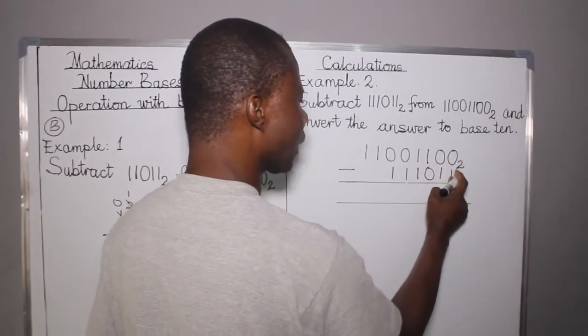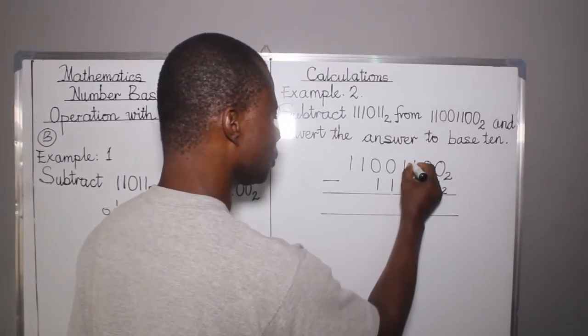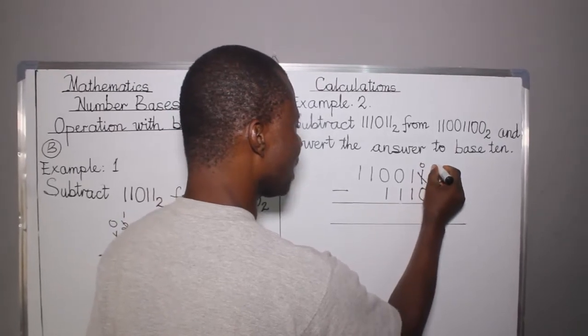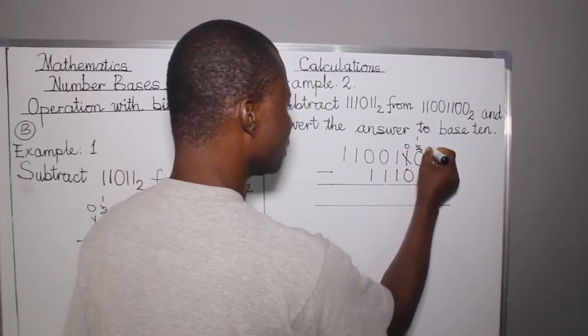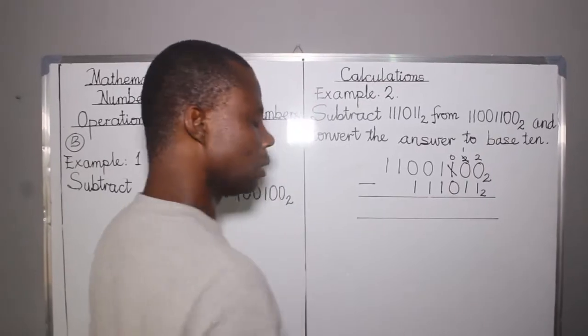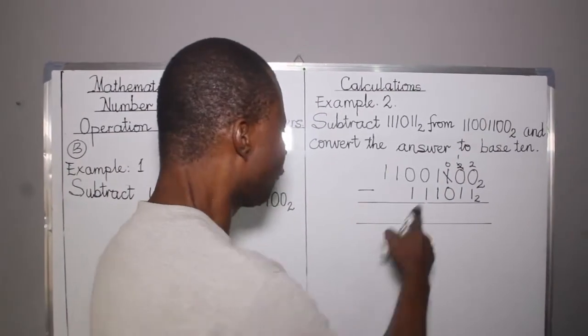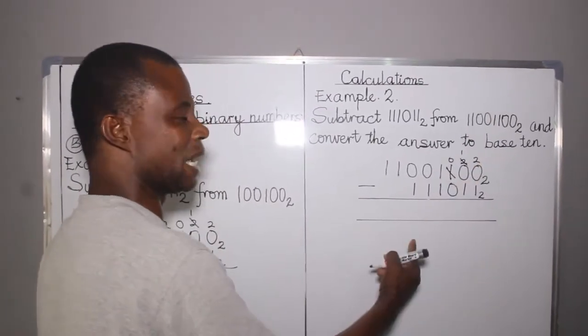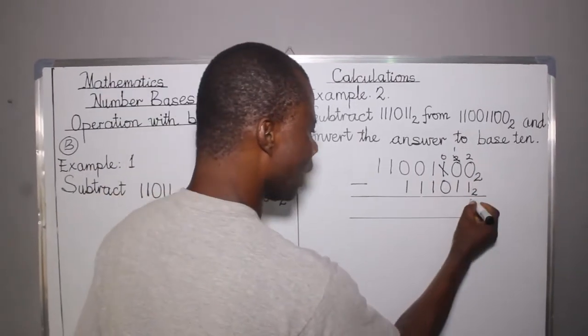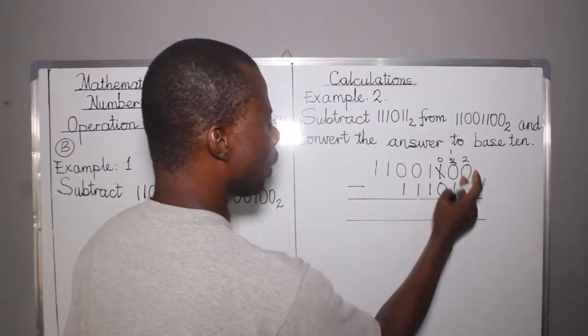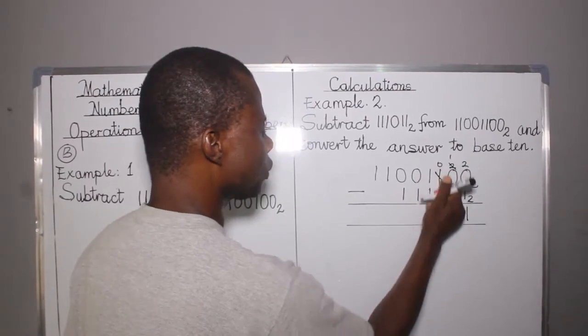Here we have 0. Take away 1, not possible. We come here to borrow. It remains 0. We bring it here, it becomes 2. Borrow 1. Bring it here, it becomes 2. Don't forget, it doesn't become 10. It is the base. Therefore, 2 take away 1, you have 1. 1 take away 1, 0. 0 take away 0, 0.